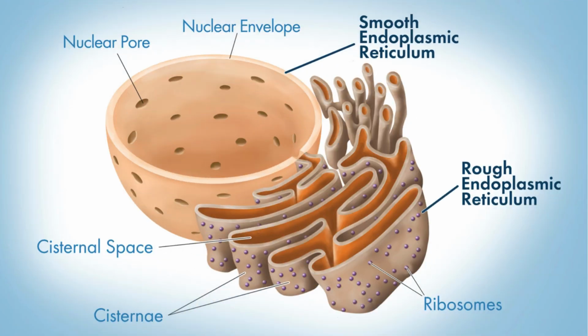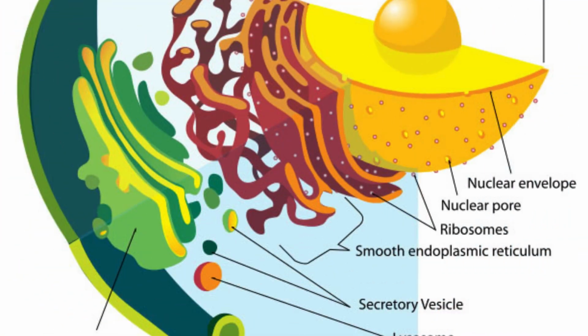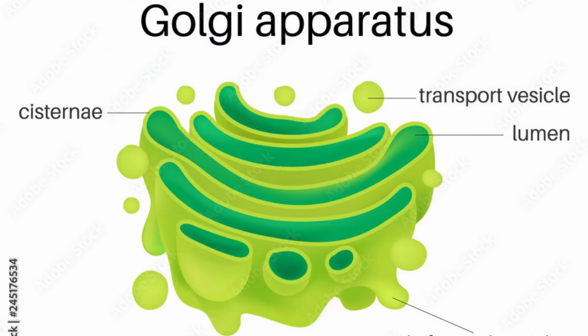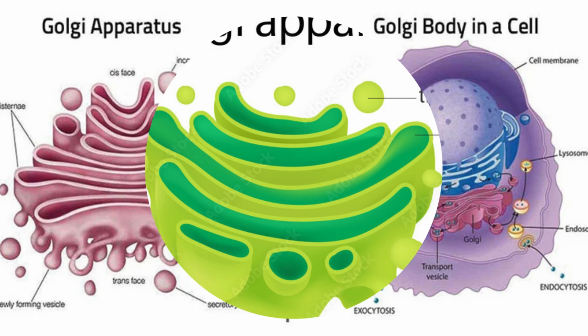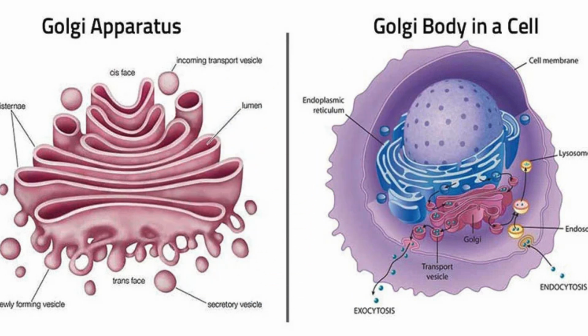Ribosomes are the sites where proteins are made. They're like tiny factories scattered around the cytoplasm or attached to the rough ER. Let's talk about the Golgi apparatus. It's like the cell's post office. It modifies, sorts, and packages proteins and lipids for transport within the cell or for secretion outside.